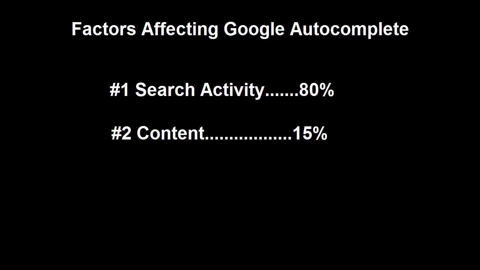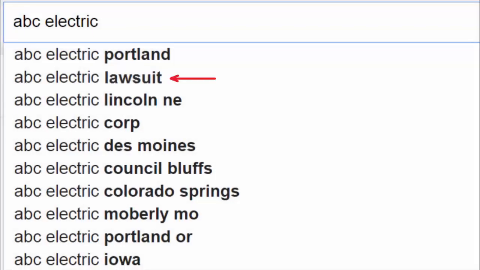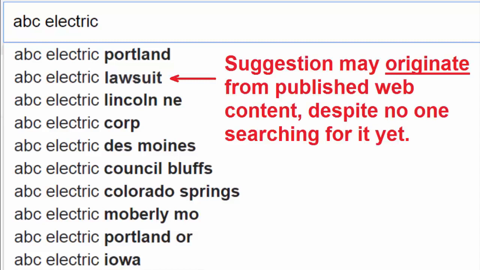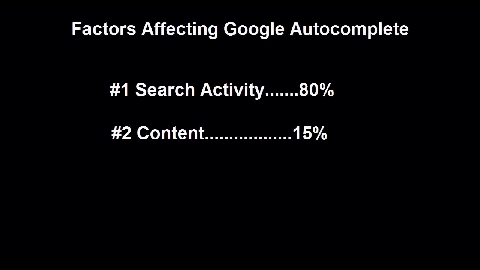So let's say you were involved in a lawsuit, and all of a sudden you're typing your name or your business name and you're seeing the word lawsuit afterwards. That would mean it could be coming strictly from published content, and people aren't really searching for it yet. And then of course the other factors I mentioned earlier, such as social media, hyperlinks, etc., I think that's very minimal, probably accounts for about 5% of what you see.